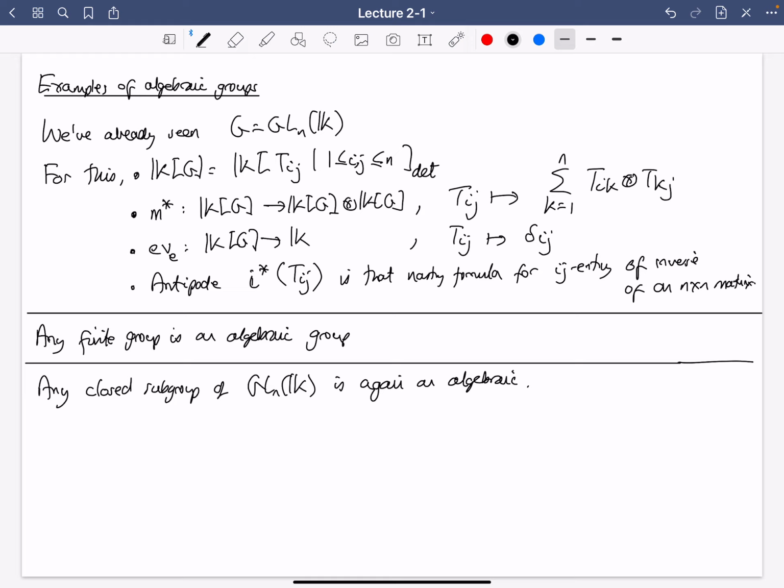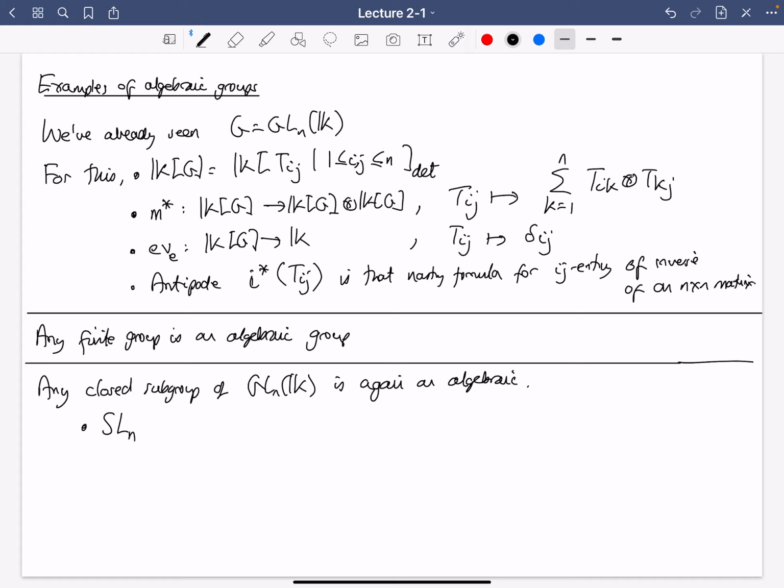In fact, later today I'm going to show that the converse of this statement is true, so that any algebraic group is isomorphic to a closed subgroup of GLN of K for some n. So really, this is kind of the master example. All algebraic groups arise in this way. But let's just write down a few kind of fairly simple examples of closed subgroups of GLN of K.